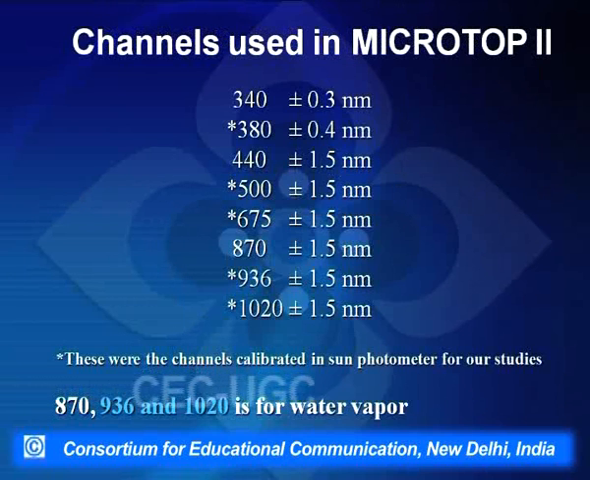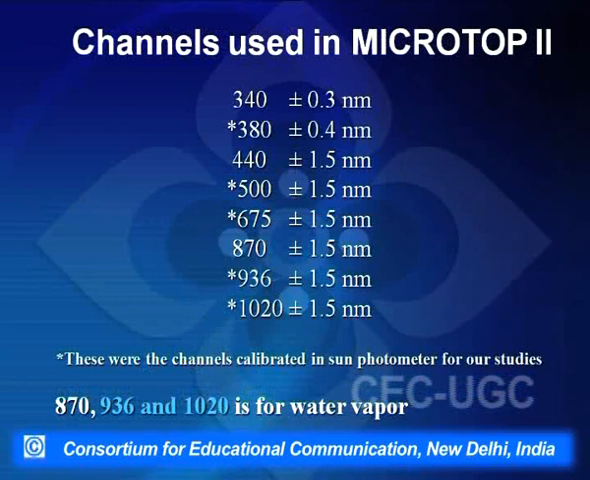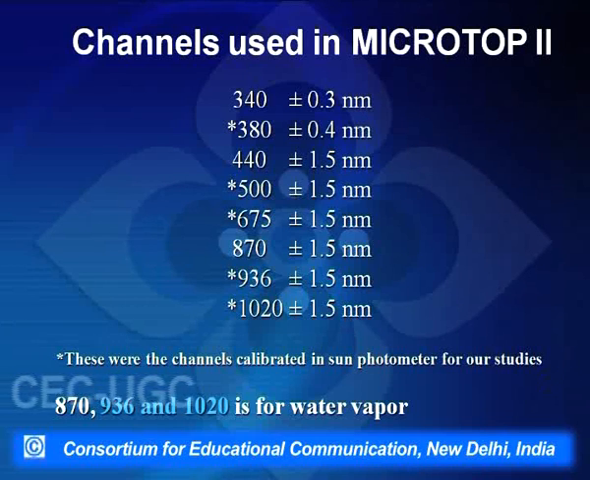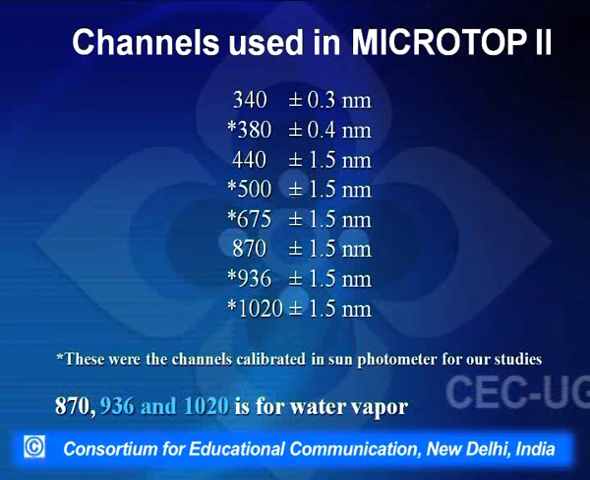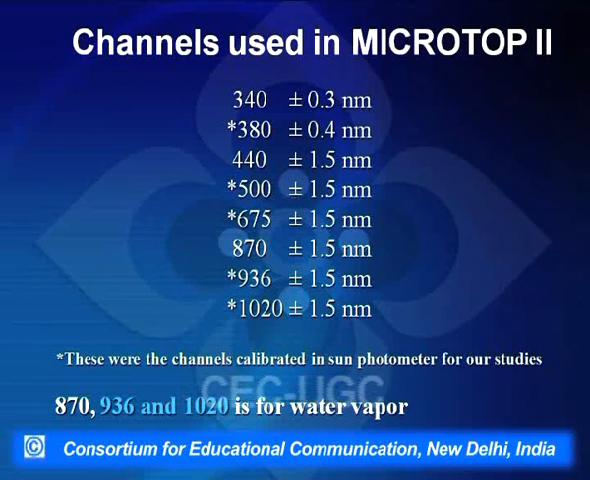In our study, we employed 5 different wavelengths: 380 nanometers, 500 nanometers, 675 nanometers, 936 nanometers, and 1020 nanometers. In fact, there are 8 different wavelengths shown here, so one can have a combination of any 5 among these 8. In this particular case, out of the 5 wavelengths that we selected, 936 and 1020 were used for the water vapor.